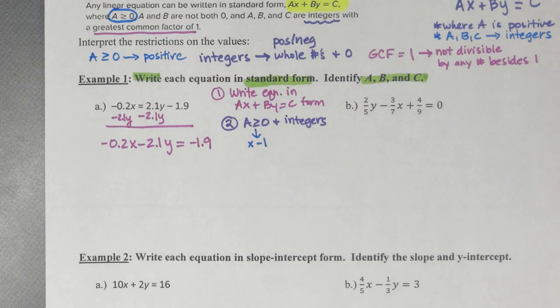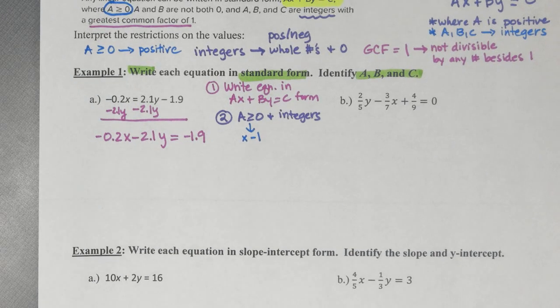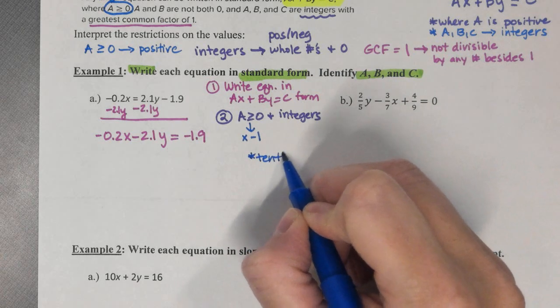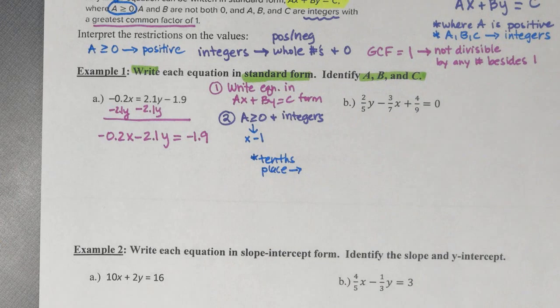Are these integers? Are they whole numbers? No. Positive or negative? No. So these are decimals. What place are all these decimals? Tens. The tens. So what can I multiply by? Remember, if you multiply by something, it'll move the decimal. 10. If you multiply by 10, it'll move it one place.